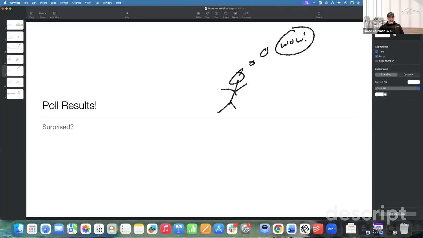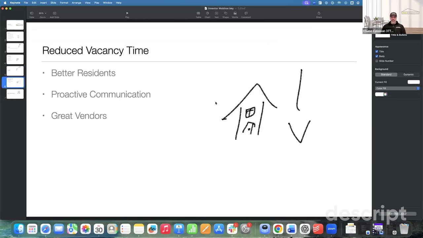Okay, so I'm going to end the poll so that we can look at it. All right, so half of you said rental rates. Let me see if I can share the results. Half the people said rental rate, half the people said reduced vacancy. So, yes, I'm going to stop sharing. It looks like half of you are right. It's actually reducing the vacancy time. And this is what we're going to cover today.